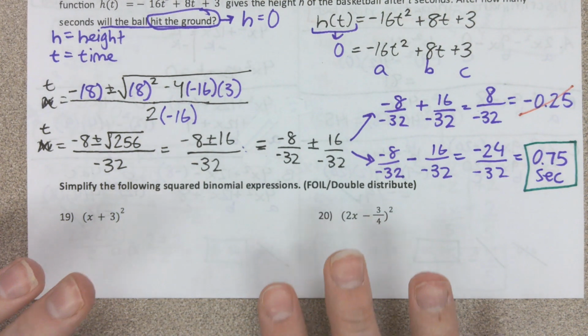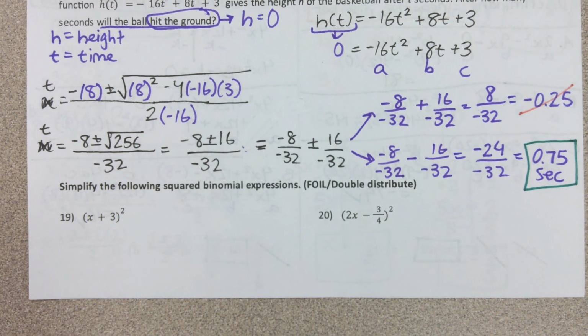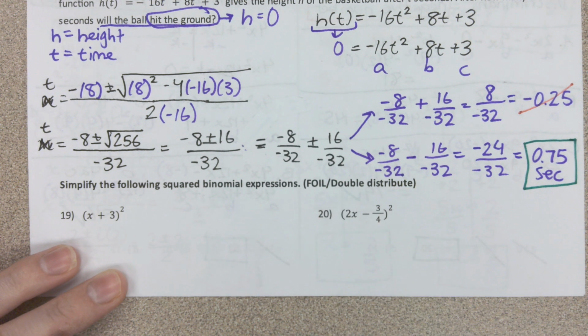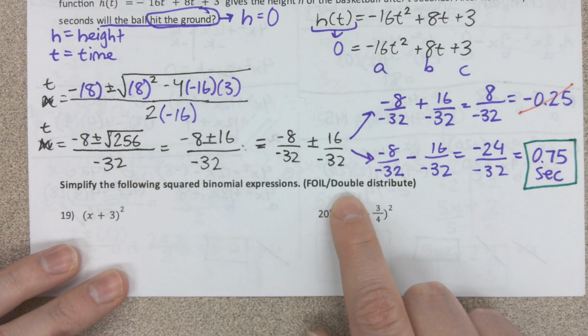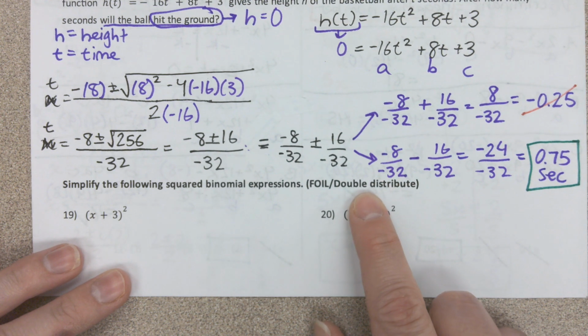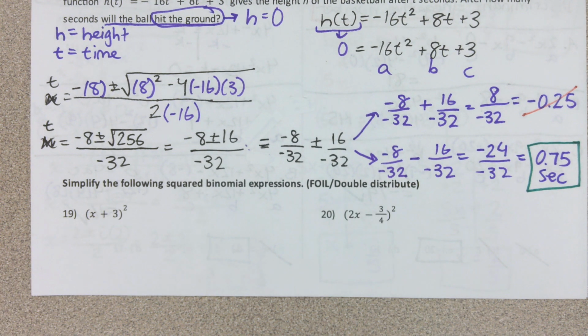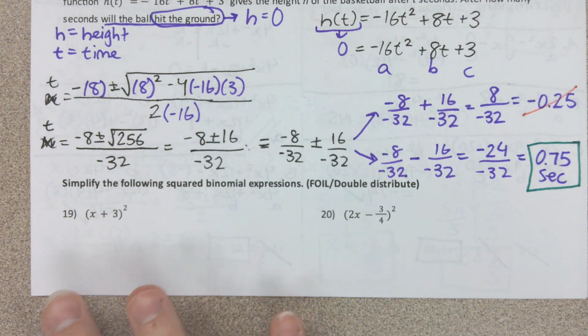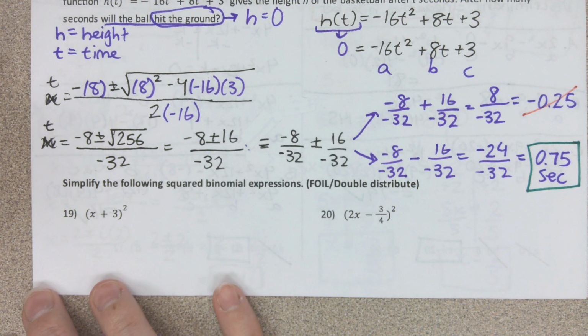Final two problems. I promise these will be quick. Simplify the following squared binomial expressions. FOIL or double distribute. I teach double distribute because it works for harder problems as well. Okay. X plus 3 squared. I have a lot of Algebra 2 students who miss problems like this.